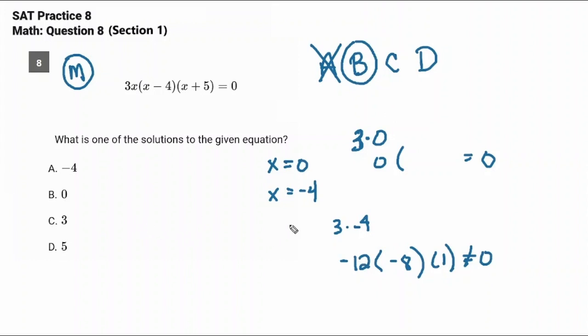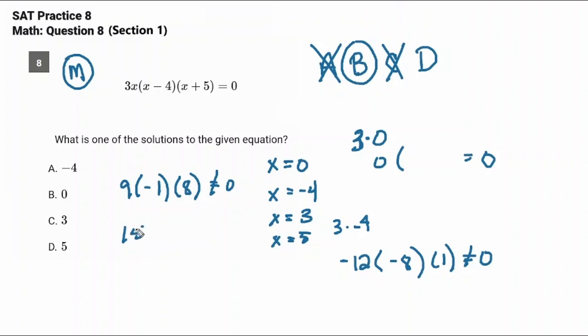I'm going to do that over here. X equals 3. It's going to be 3 times 3, which is 9, times 3 minus 4, that's negative 1, times 3 plus 5, that's 8. Is that going to be 0? Nope, it's not. And then D says x equals 5. Okay, so 3 times 5 is 15, times 5 minus 4 is 1, times 5 plus 5 is 10. That ain't going to be 0 either.